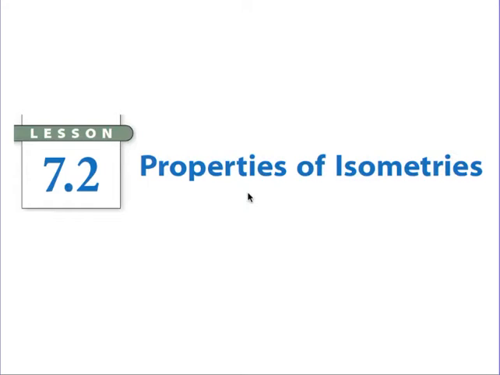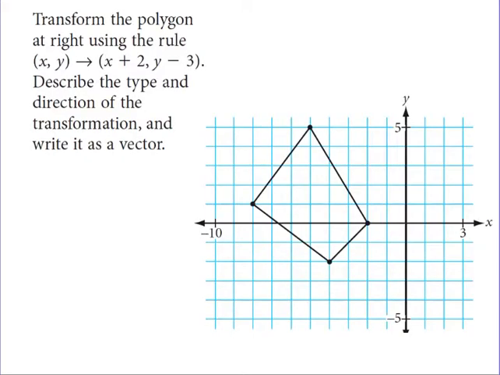All right. And so, first of all, let's go ahead and look at this one. It says transform the polygon at right using the rule (x, y) goes to (x + 2, y - 3). Describe the type and direction of the transformation and write it as a vector. Okay, so basically, what this is saying is you're taking whatever the current x coordinate is and you're adding 2. And I'm taking the current y coordinate and I am subtracting 3.